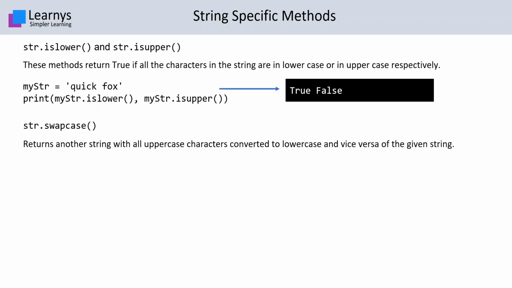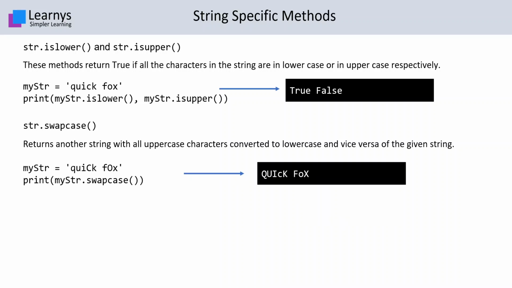Then we have str.swapcase. This means that all the lowercase characters will be converted into uppercase and vice versa. So this string QuickFox having mixed case letters will now be converted to this kind of string, where the lowercase alphabets UI are converted into capital. Similarly, the capital Q over here is converted into small, and the rest of the alphabets are also converted accordingly.